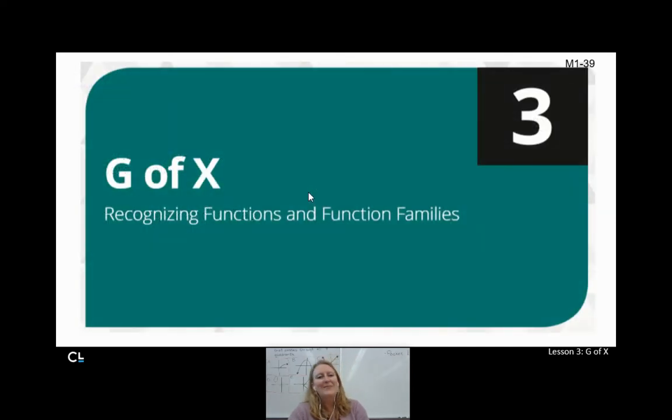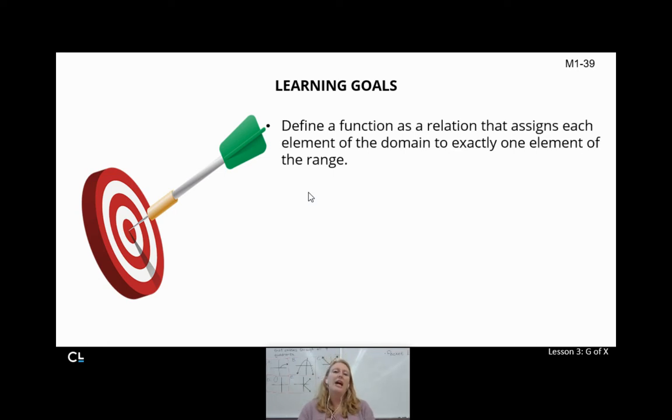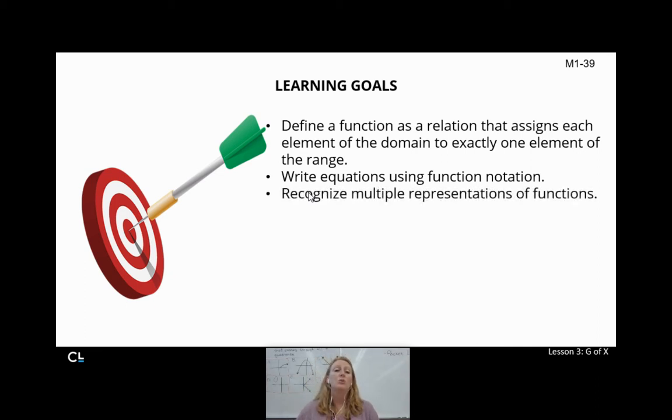So today's lesson, we're going to be recognizing functions and function families. And like I said, we're going to be doing this for a couple of days because there's just a lot to cover. It's not hard, there's just a lot to cover, and I want to make sure that we really get it all. So today's learning goals: we're going to define a function as a relation that assigns each element of the domain to exactly one element of the range. We're going to write equations using function notation. We're going to recognize multiple representations of functions. There are more goals that we'll do in the coming days, but these are our goals for today.